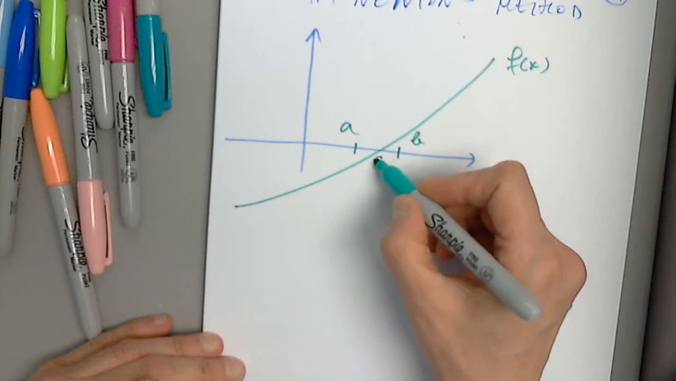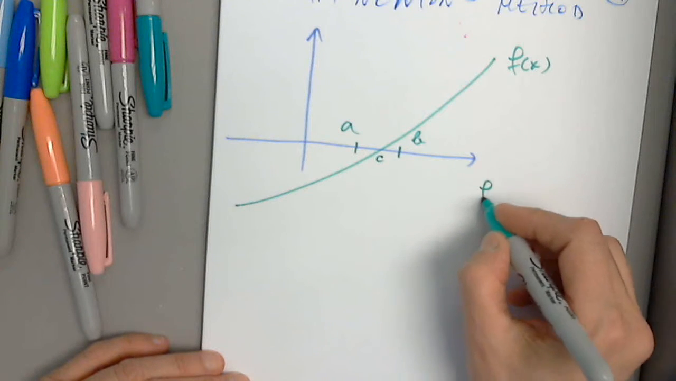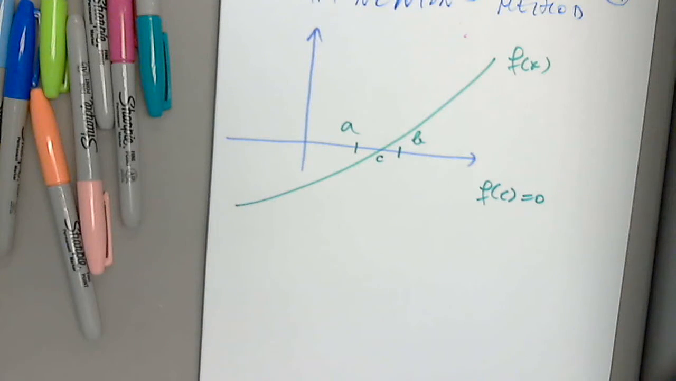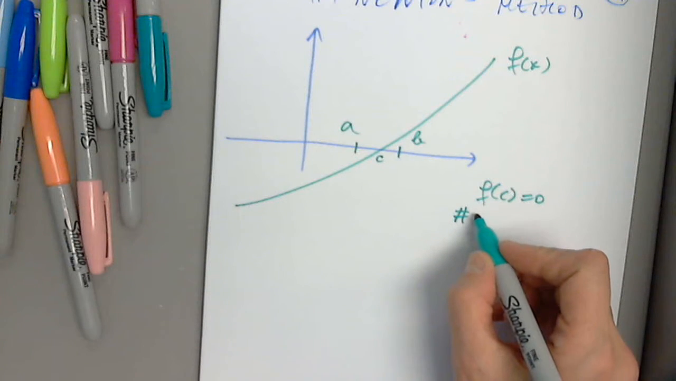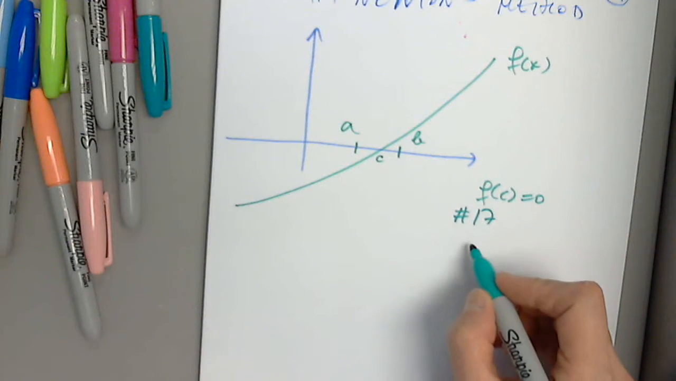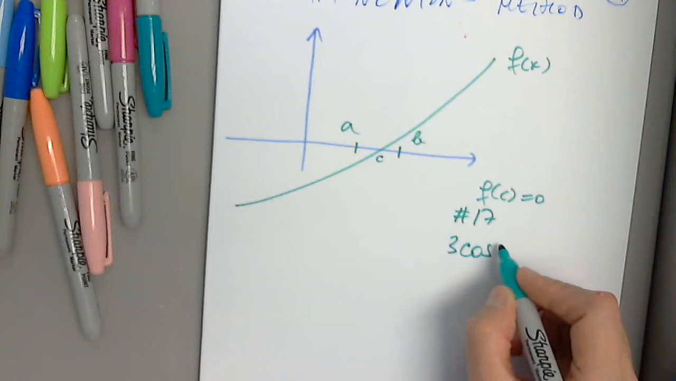Okay, so this is a solution. We know that f of c is 0. In other words, let me, in parallel, explain with an example. So I'm going to pick an example. We are on page 342. And I want us to look at the problem 17. It's in red.